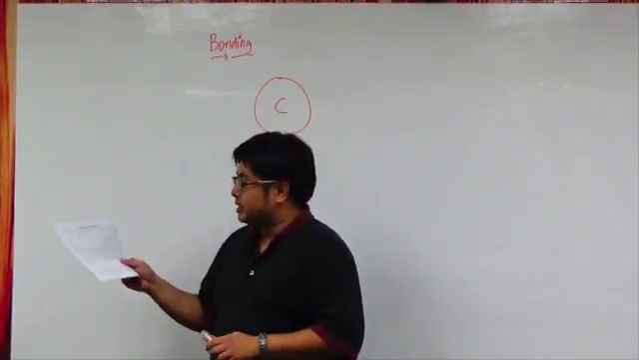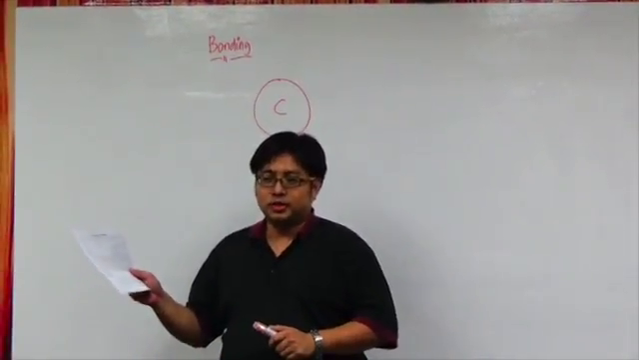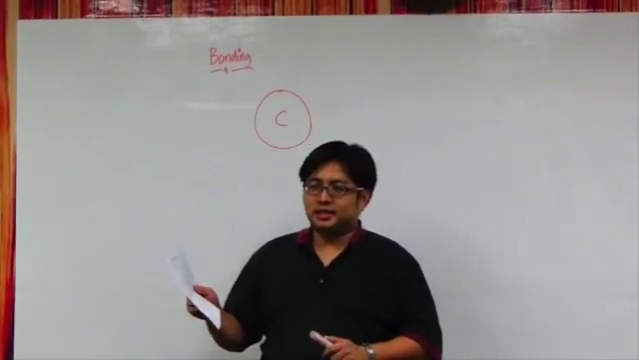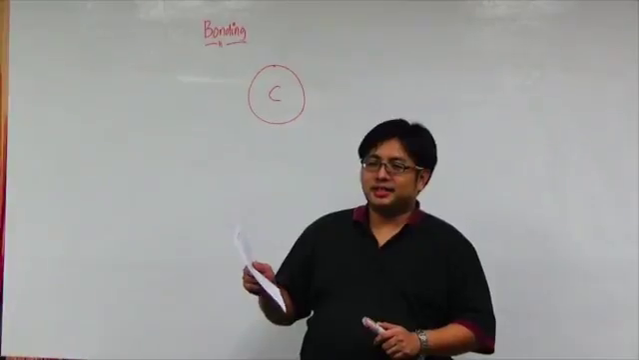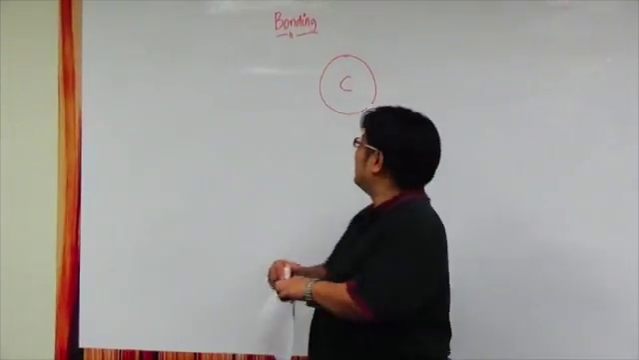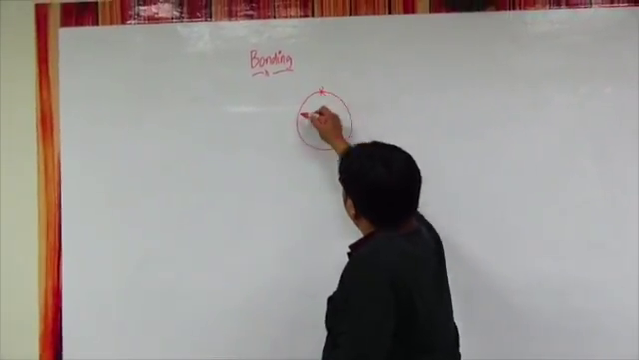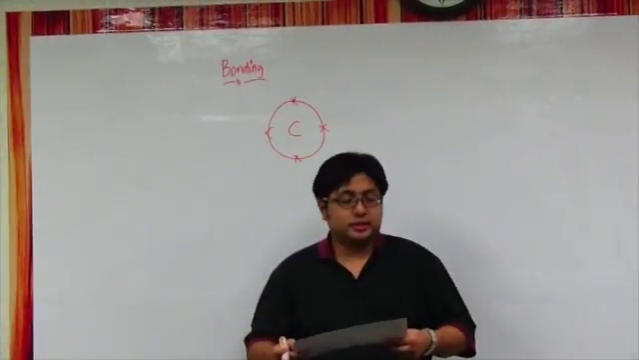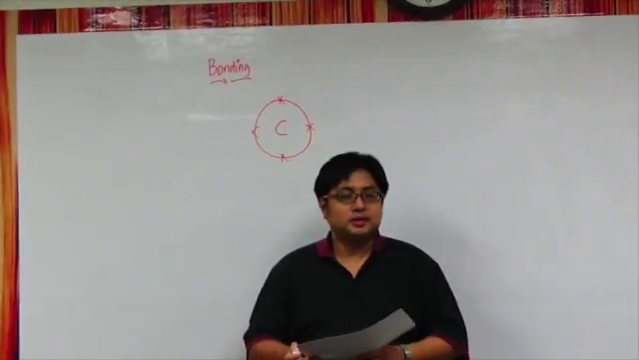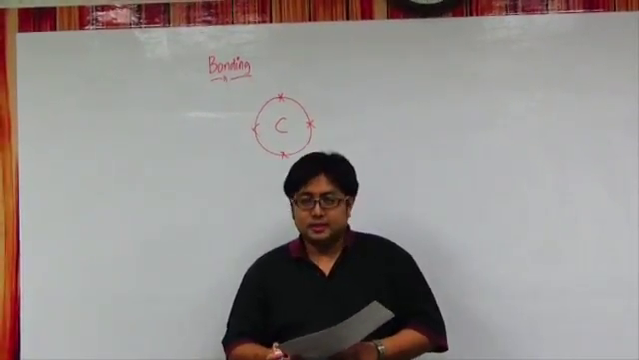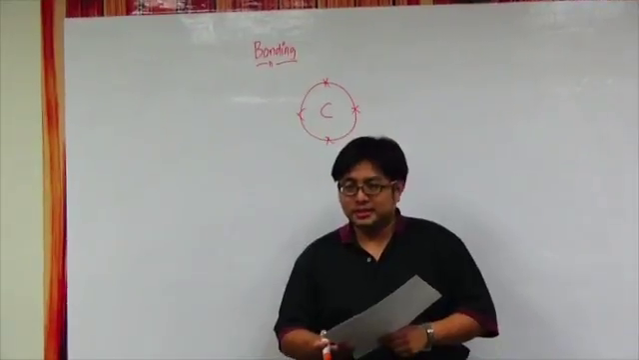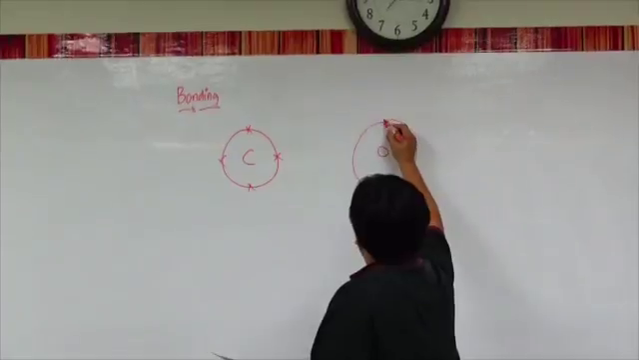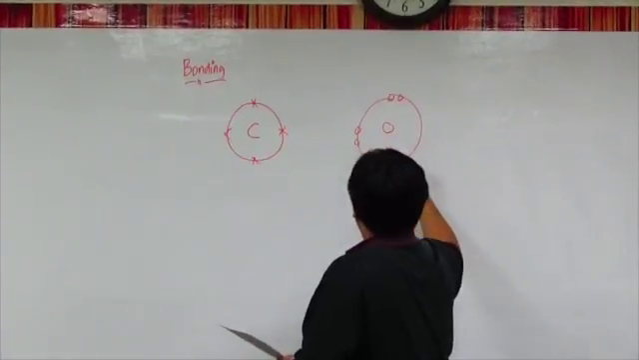So carbon is which group? Carbon is in Group 4. So which means that you have 4 electrons in the valence shell, 1, 2, 3, 4, right? Then how about oxygen? Oxygen is which group? Group 6. So group 6 will mean that oxygen has 1, 2, 3, 4, 5, 6, correct?